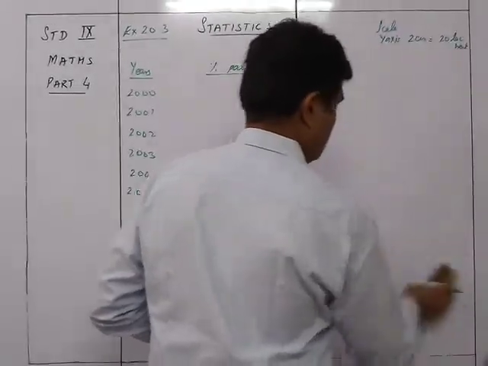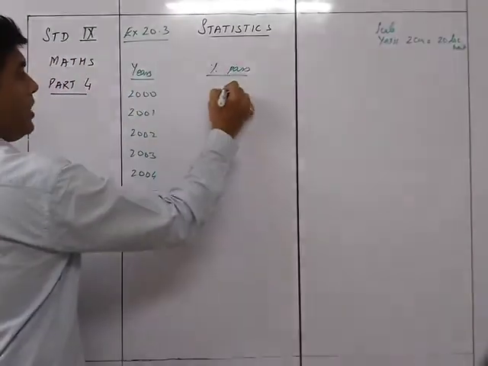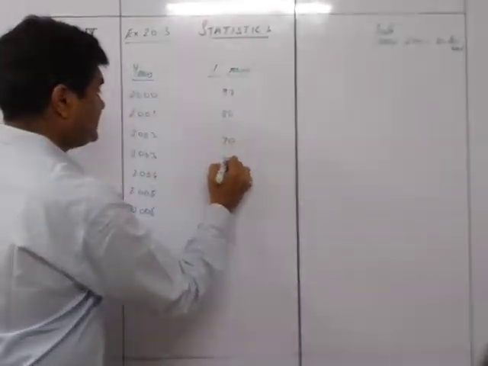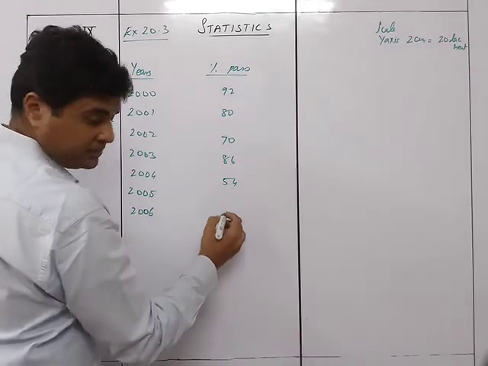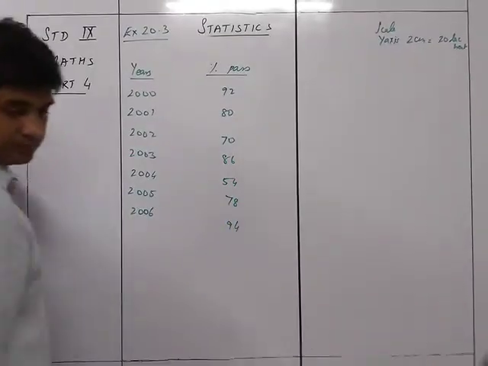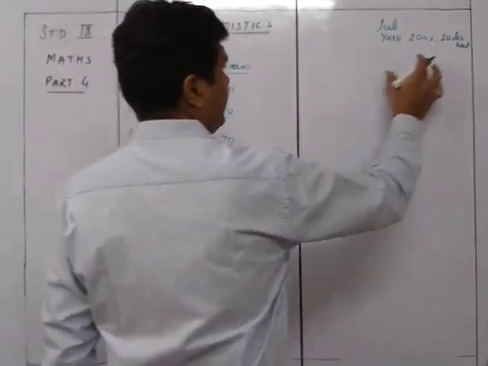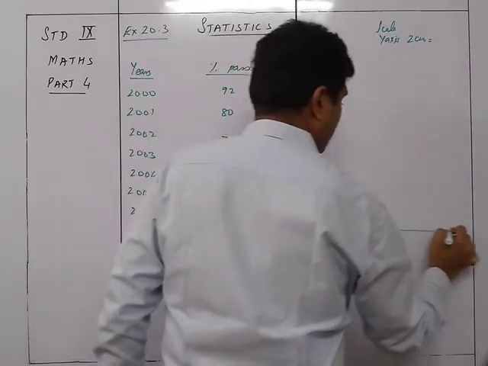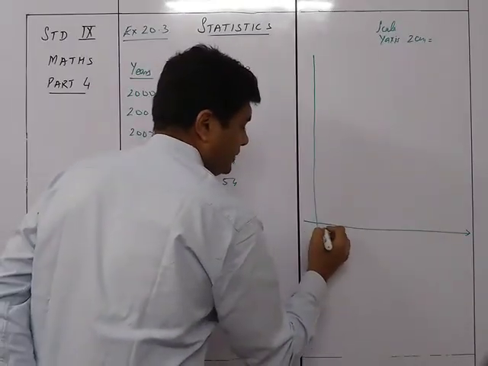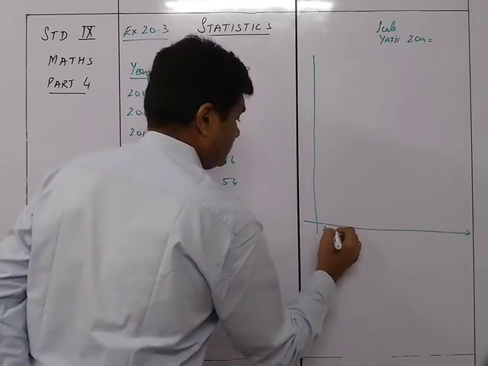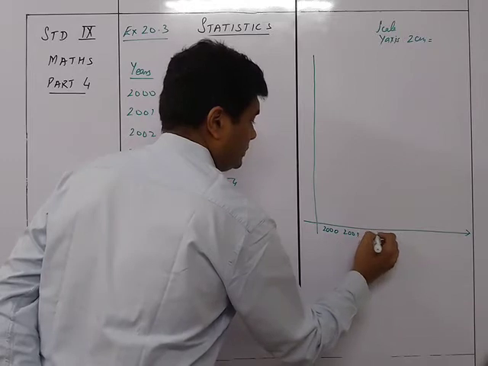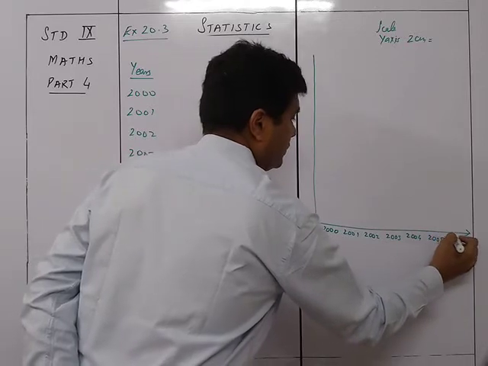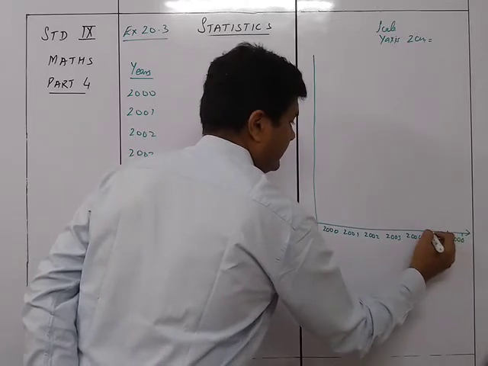The percentages are 92, 80, 70, 86, 54, 78, 94. Okay. So the same thing again. We are going to draw the graph with this over here being 2000, 2001, 2002, 2003, 2004, 2005, 2006. So that's the required things over here.